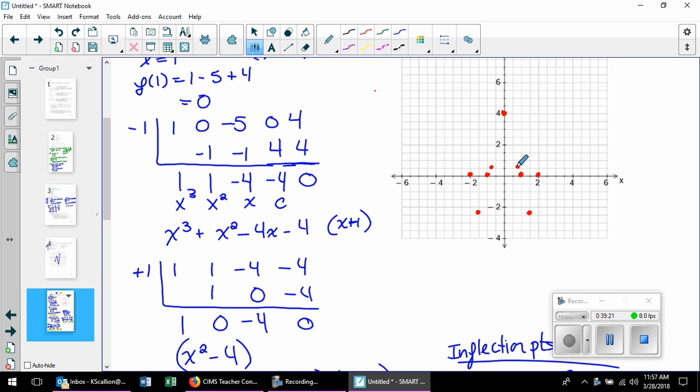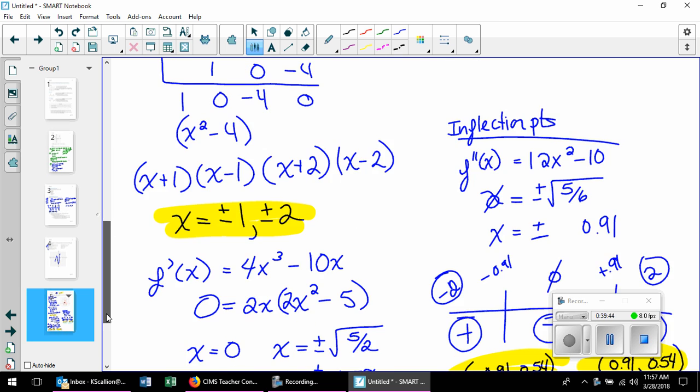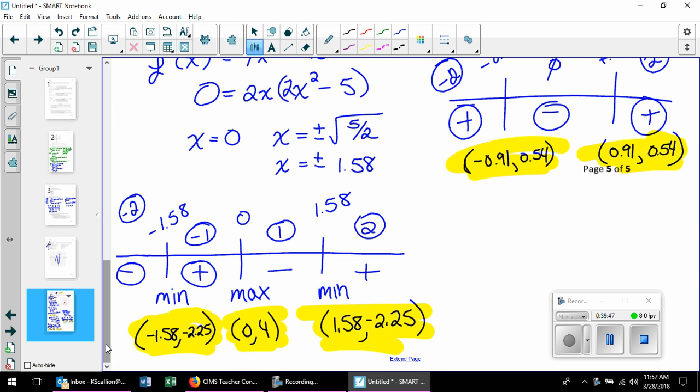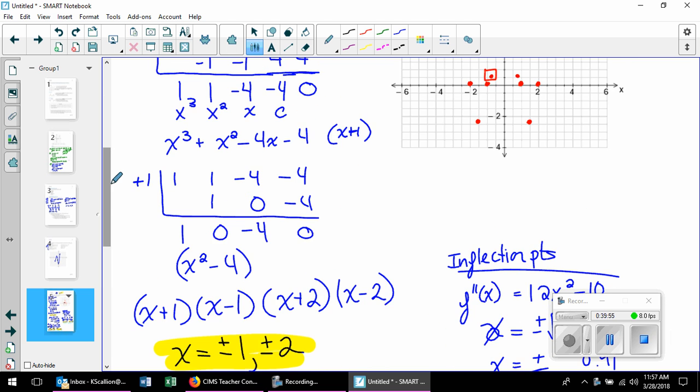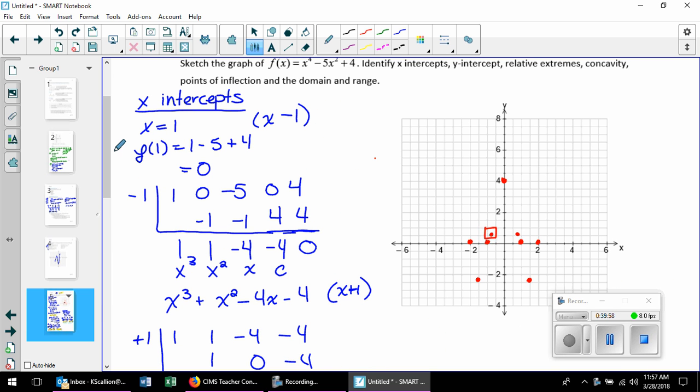Now I'm going to connect the dots based on my concavity. So the concavity from negative infinity to my inflection point, which way is my graph concave? We look at our list, it says positive in this section, so my graph would be opening up at this point. Which makes sense because a positive function will be up in 1 and up in 2.